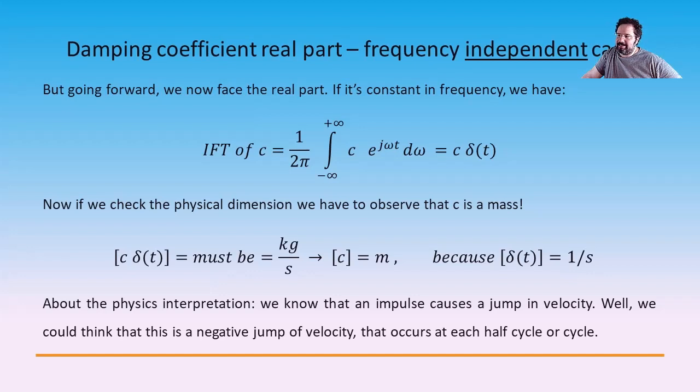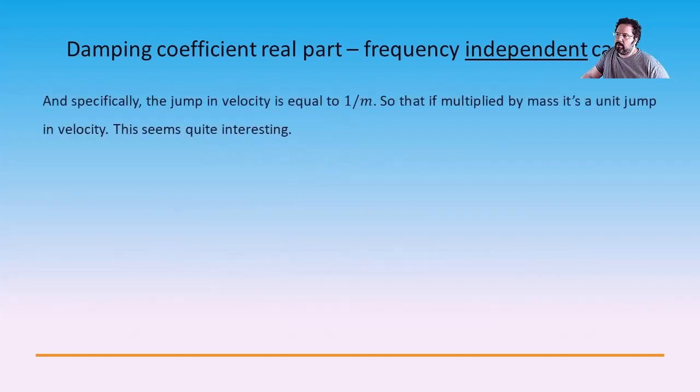So, about the physics interpretation, we know that an impulse causes a jump in velocity. Well, we could think that this is a negative jump of velocity that occurs at each half cycle or cycle. Maybe the jump in velocity is computed between the cycles, or maybe the difference is calculated between half cycles. Specifically, the jumping velocity is equal to 1 over mass on mass. I don't know. So that if we multiply this 1 over mass by a mass, it's a unit jumping velocity, and this seems quite interesting to me.